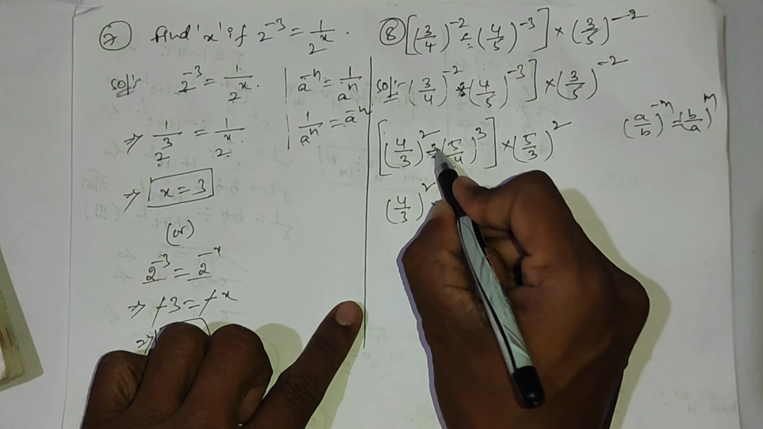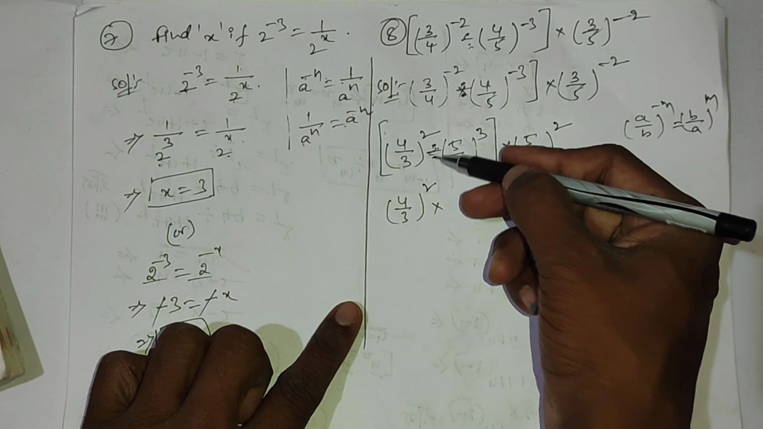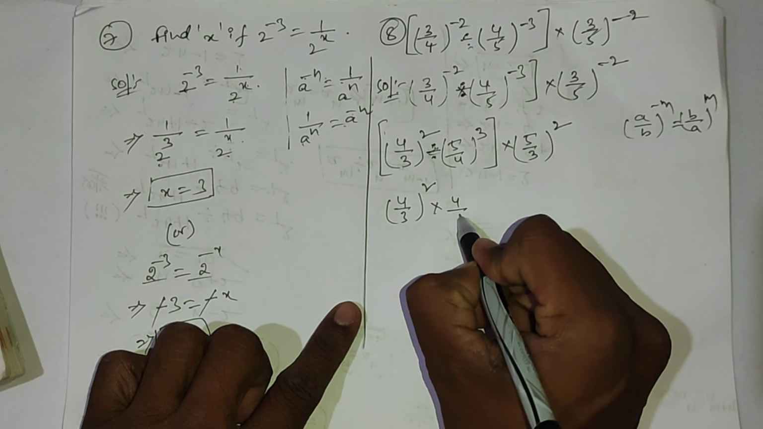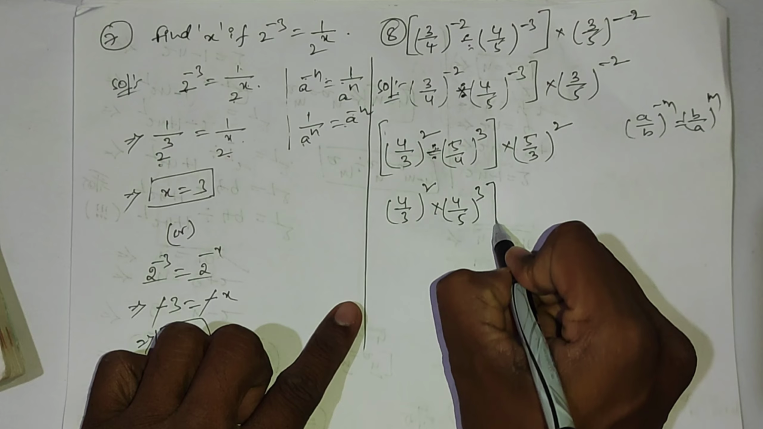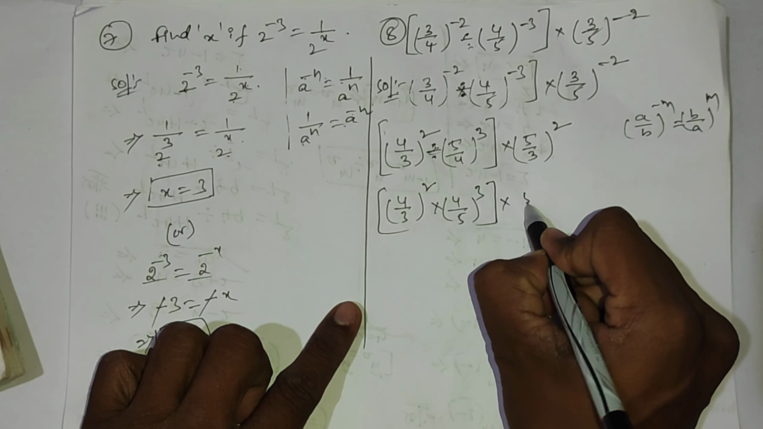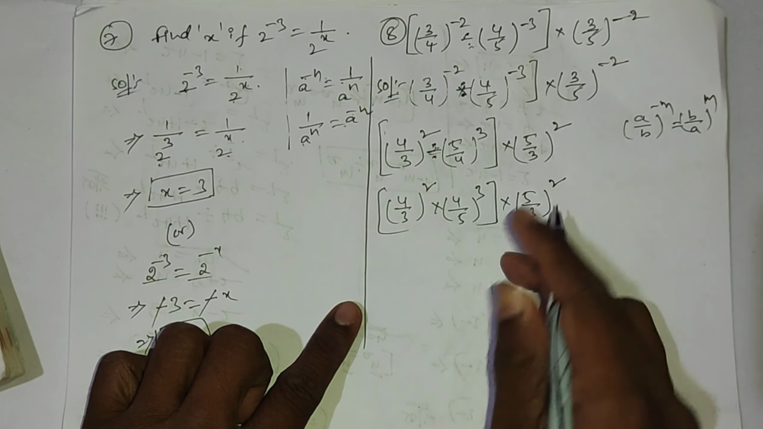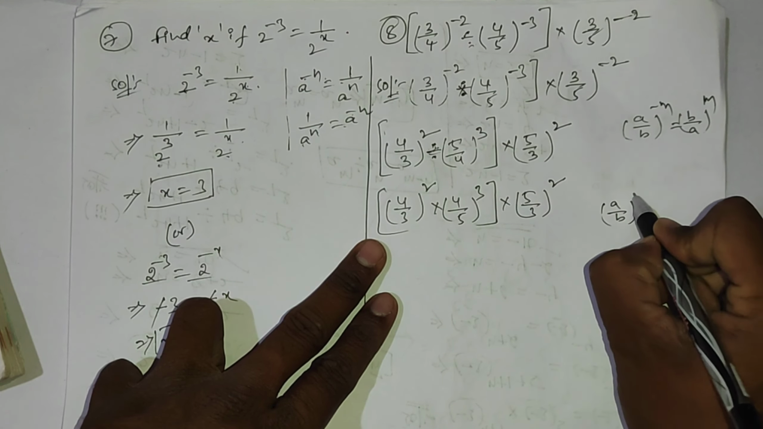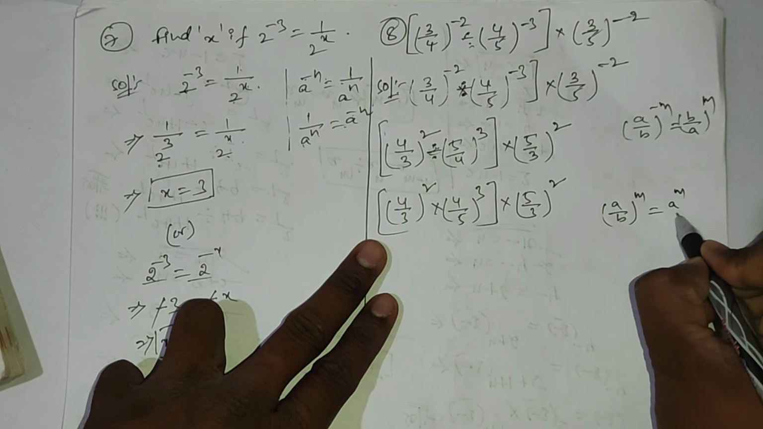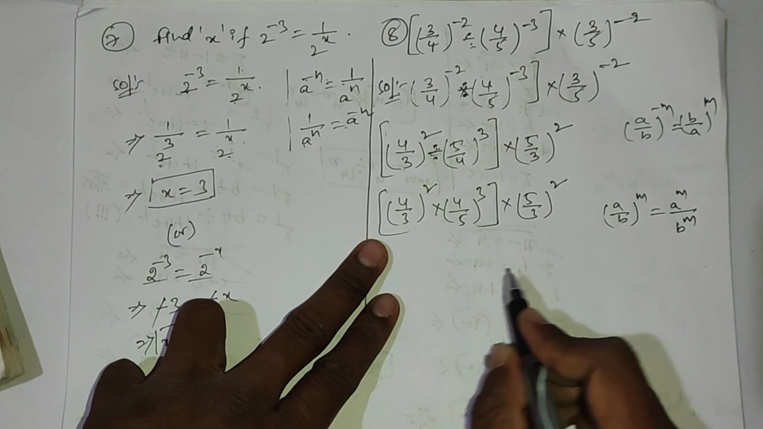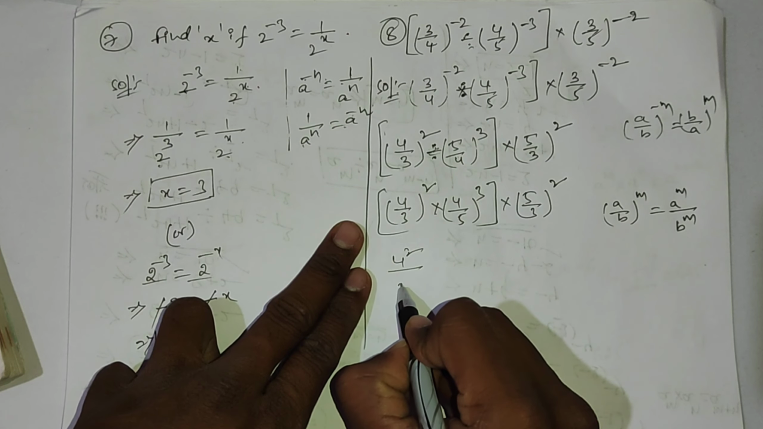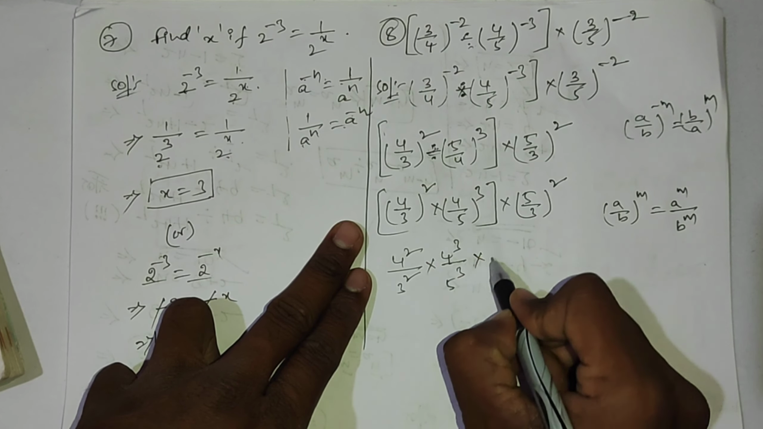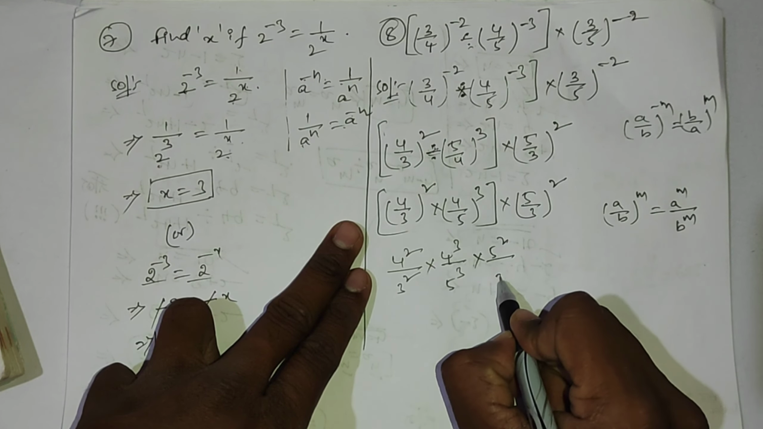Now (4/3)^2, again division becomes multiplication. Division becomes multiplication when the fraction becomes reciprocal. Now the reciprocal of 5/4 is 4/5, and the whole cube, into (5/3)^2. Now we have to simplify this one, right? By the formula (a/b)^m is equal to a^m by b^m, this is nothing but 4^2/3^2 into 4^3/5^3 into 5^2/3^2.